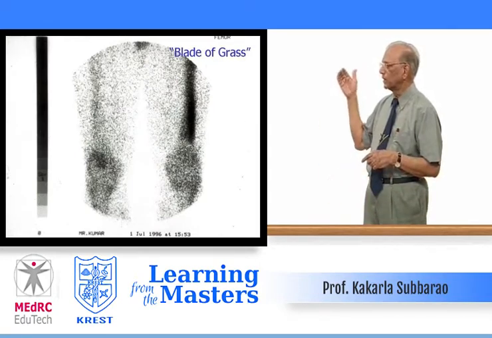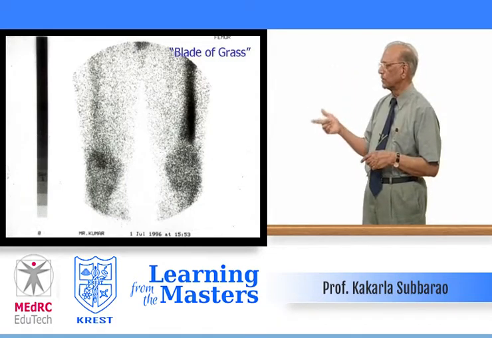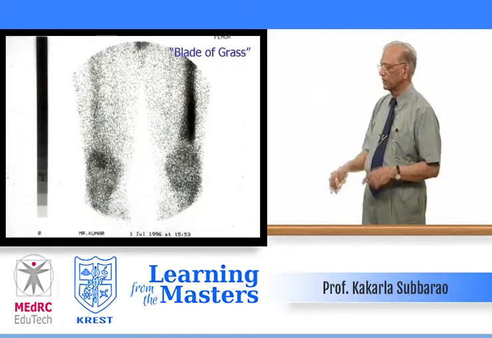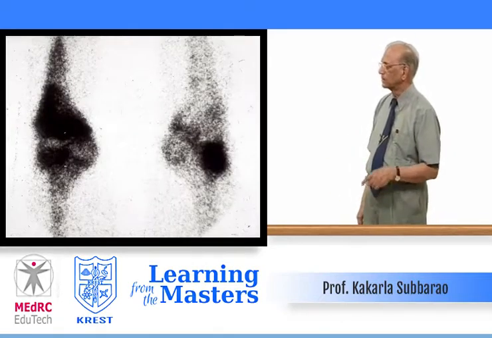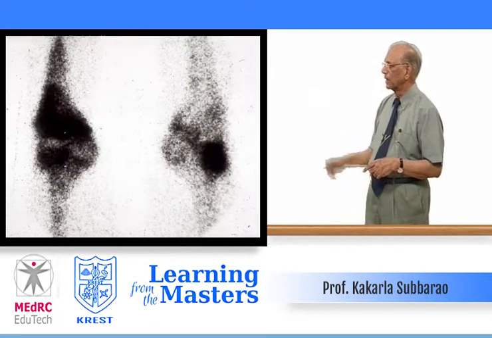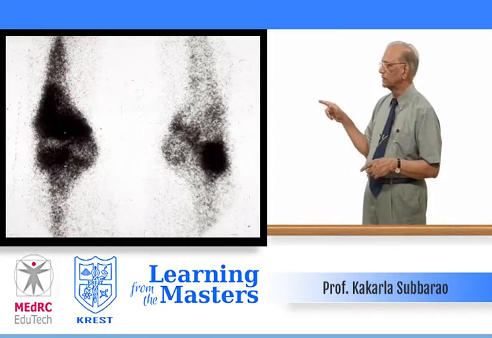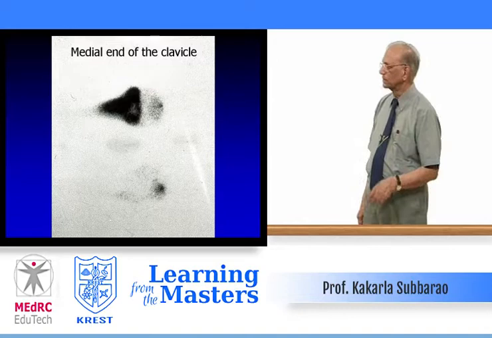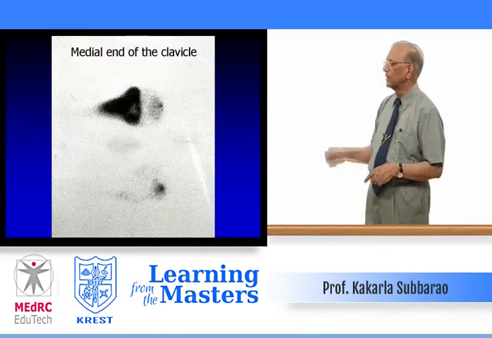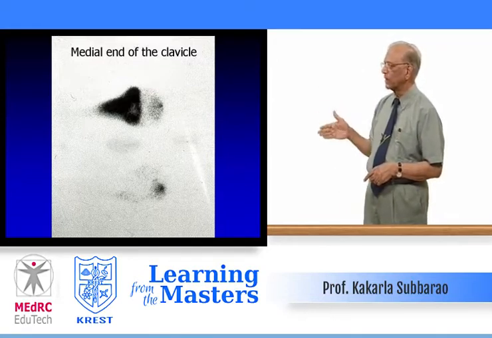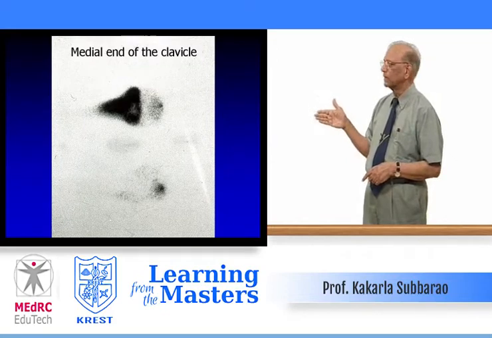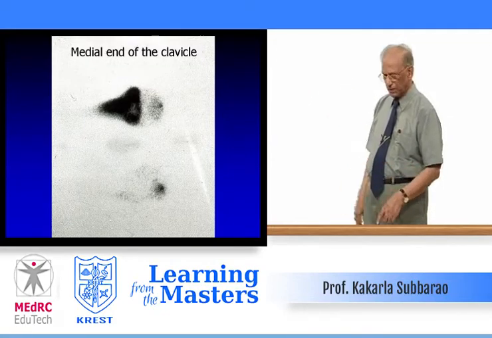In the lower end of the femur, right femur, you could see all the way the process is going and a sharp margin between the normal and the abnormal. Again in the knee, bilateral, more so on the right knee. Medial end of the clavicle. Look at the sharp articular end of the medial end of the clavicle and the process involving the medial end of the clavicle. Paget disease.